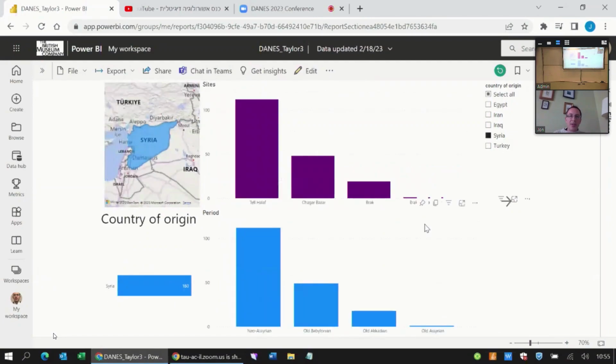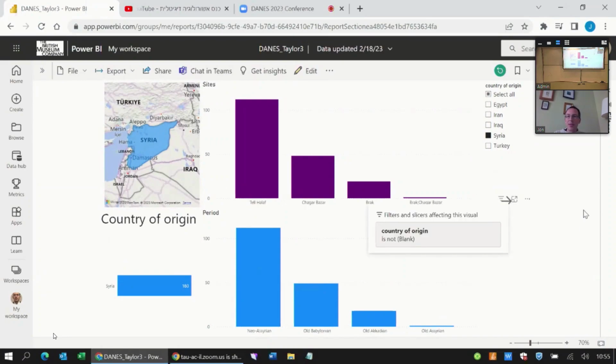We have a look at Syria. We have much smaller numbers, and you can see actually there's probably a very close correlation between the site and the period, single period site acquisitions from Syria.